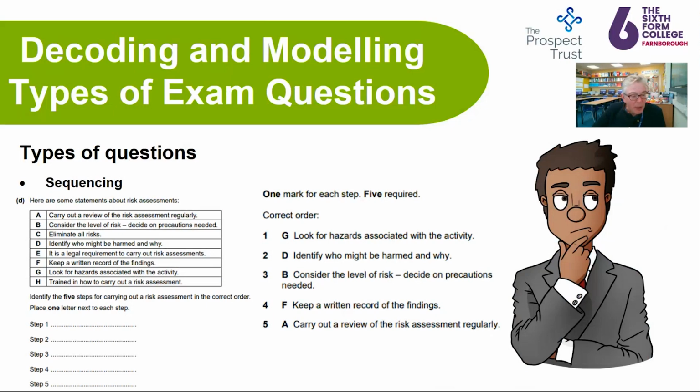Here are some statements about risk assessments, and then they have to sequence those in order. Dyslexic students particularly find sequencing difficult. So it's good to write some questions on some post-it notes and answers and get them to sequence different things, parts of the specifications, for example, that they're studying at the time. And you've got the examples there on the right-hand side with the correct sequence that they can then use to remember the answers for future examinations.